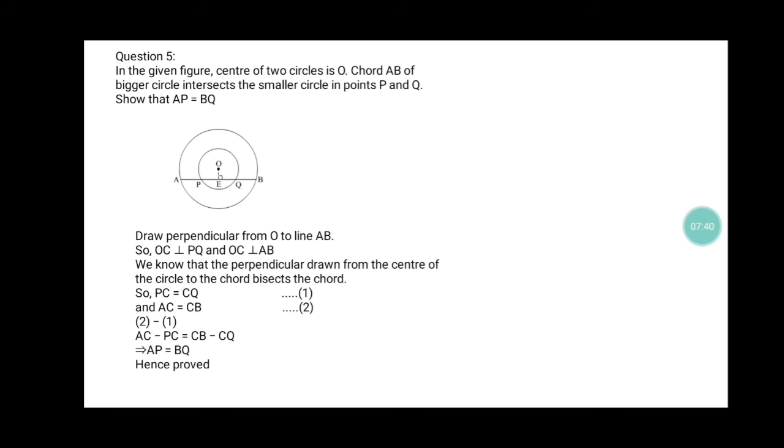Now here, as we know that the line segment, the perpendicular drawn from the center of the circle to the chord bisects the chord, right? So here PC is equal to CQ, and AC is equal to CB, right? Now when I subtract, AC minus PC is equal to CB minus CQ, so AP is equal to BQ. This is the proof.